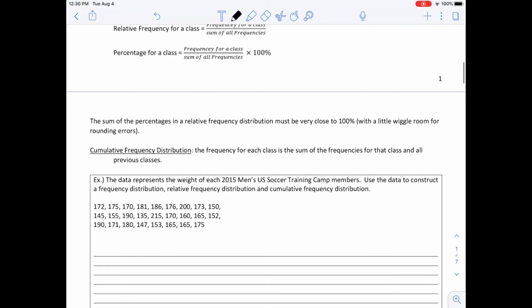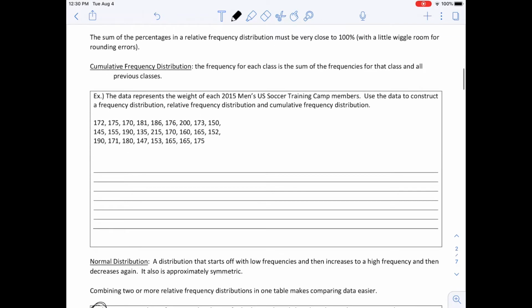The sum of the percentages in a relative frequency distribution must be very close to 100%.